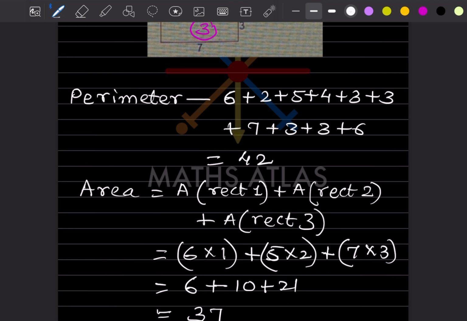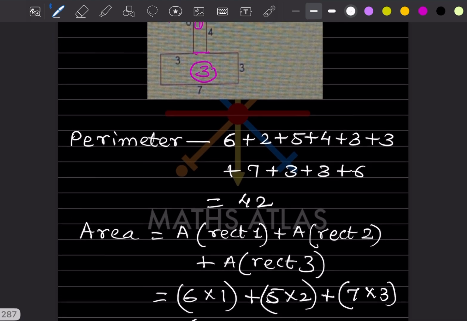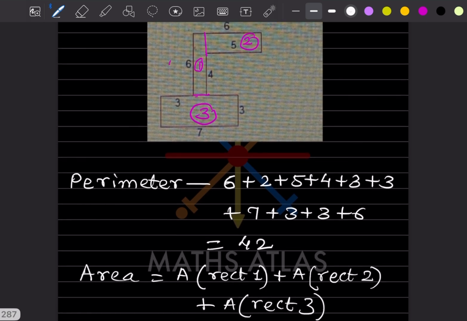Hope this is clear how to find it. It can be any shape. If you follow this rule, you will get the right answer, because especially in perimeter, many of them make mistakes. So follow these rules for the same.